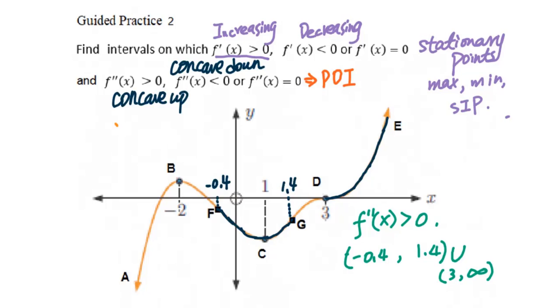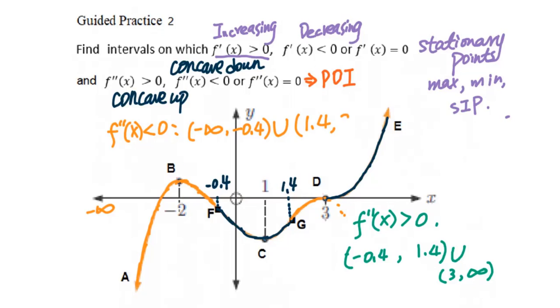For the second derivative less than 0, it should be concave down. So check this graph, it's concave down. Then this graph, it will be concave down. Therefore, the interval will be from negative infinity to negative 0.4, union from 1.4 to 3.